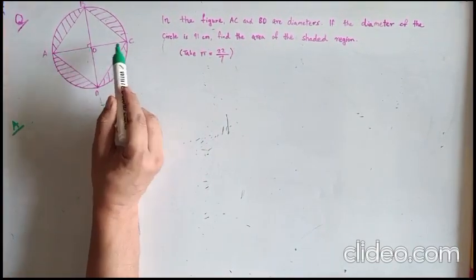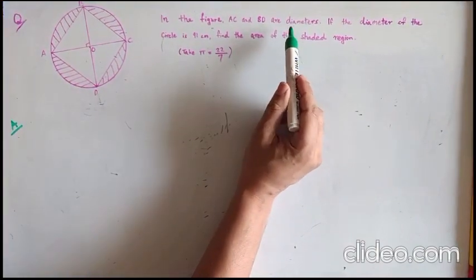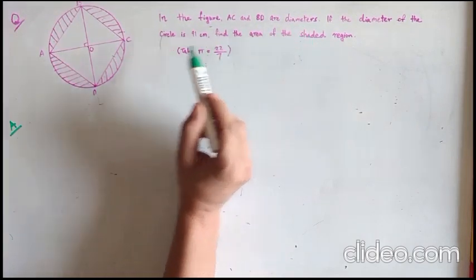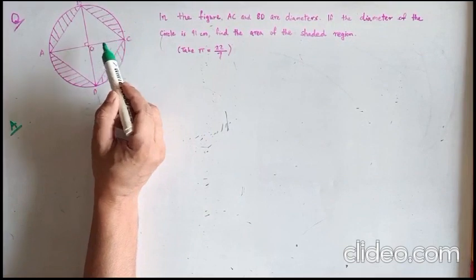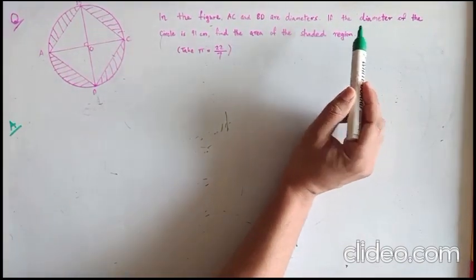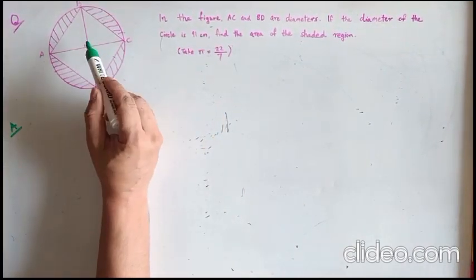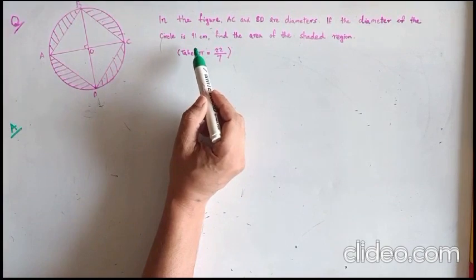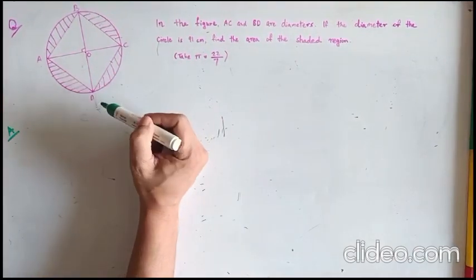we have AC here and we have BD here, are the diameters of this circle. Obviously, since they are passing through the center O, these will be the diameters. If the diameter of the circle is 91 centimeters, so basically each of AC and BD is 91 centimeters long. Find the area of the shaded region.